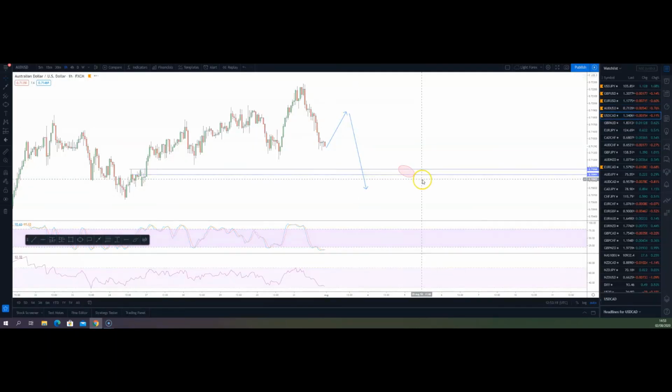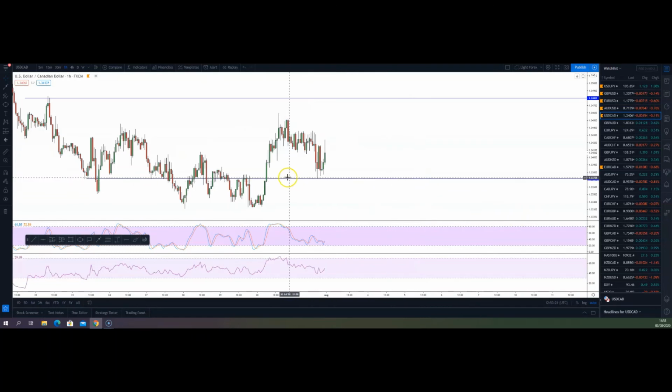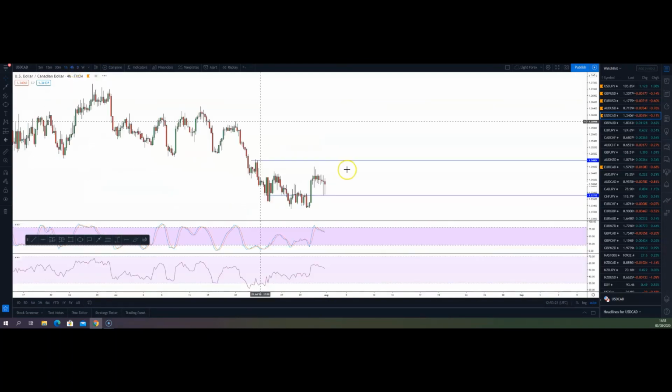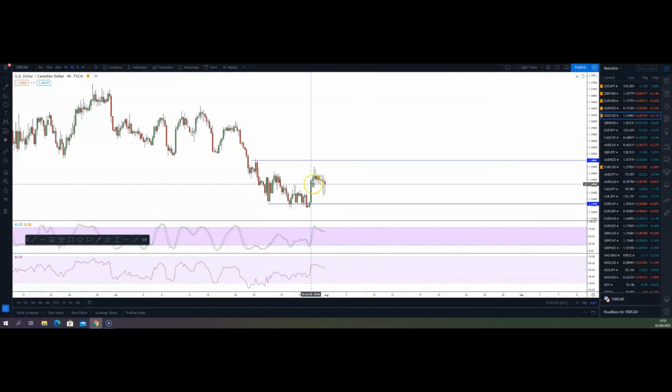Aussie dollar and USD CAD has been stuck in this range. It managed to break out, but I would call that more of a fake out than anything else. To go over to the 4 hours, a bit easier to see. Well, technically speaking, I could bring it down actually here. So it's been set in this range. I'm not sure where it's going to be going.